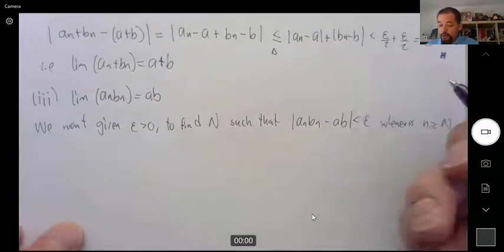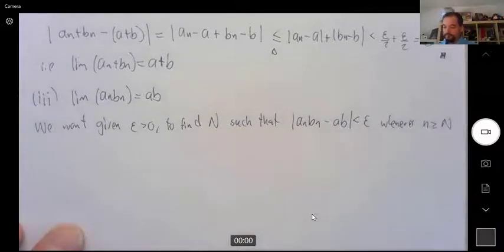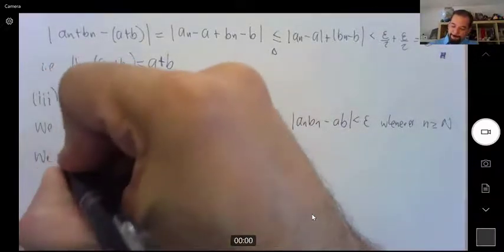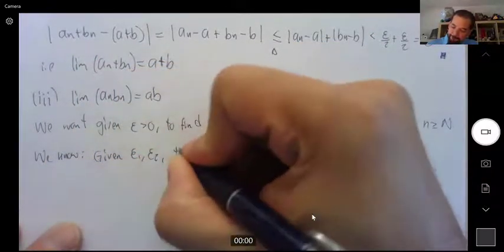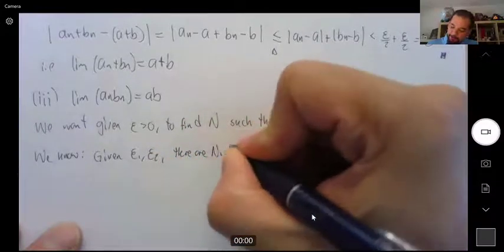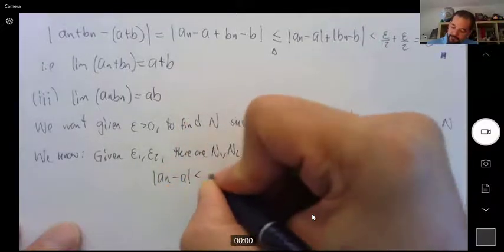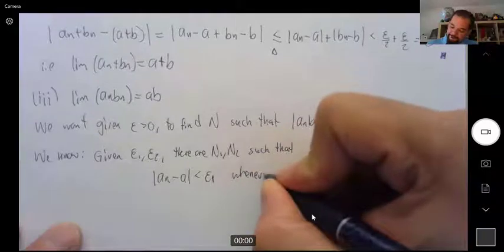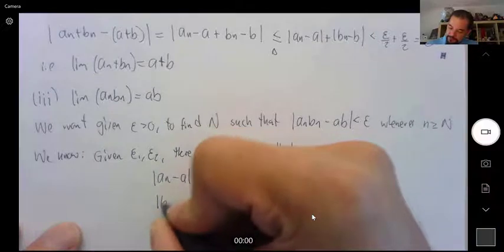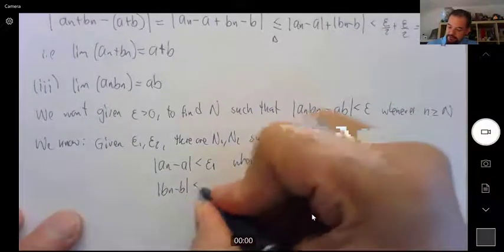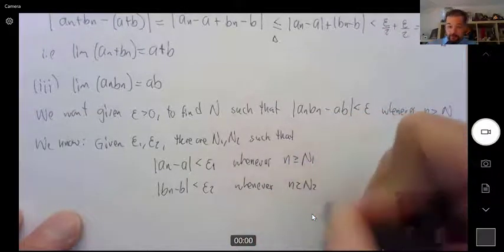And what we know is the two previous ones that we wrote before. We can again use epsilon 1 and epsilon 2. So we know that given epsilon 1, epsilon 2, there are N1, N2, such that |an minus a| is less than epsilon 1 whenever n is greater than N1, and |bn minus b| is less than epsilon 2 whenever n is greater than or equal to N2.